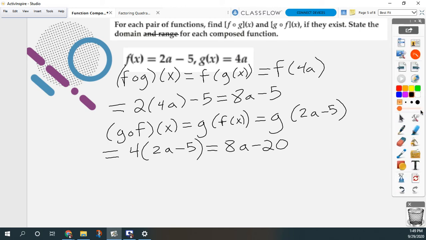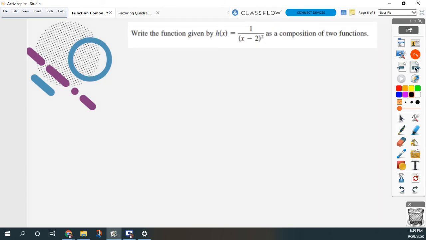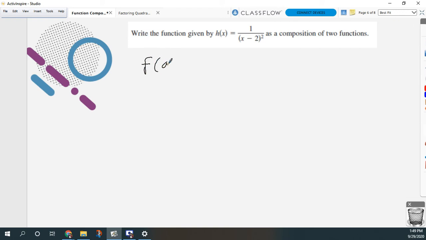So we've been taking functions and making composites out of them. Sometimes we'll also need to go the other direction. We'll need to take a function and be able to break it apart into 2 composite functions. So I have h of x, and I'm wanting to rewrite it so that when I plug g of x into f of x, I end up with h of x. So let's look at what I mean by that.